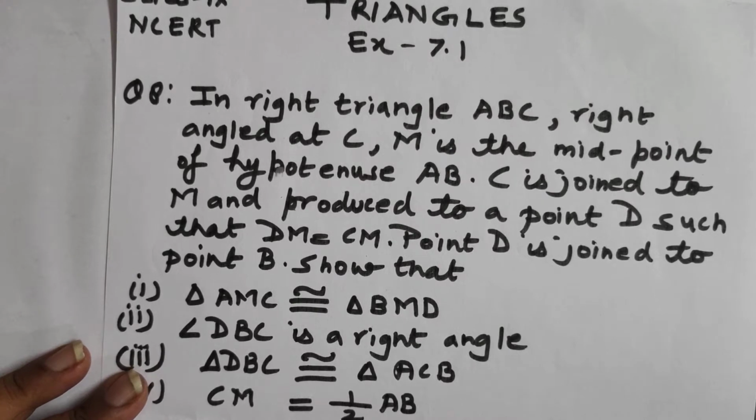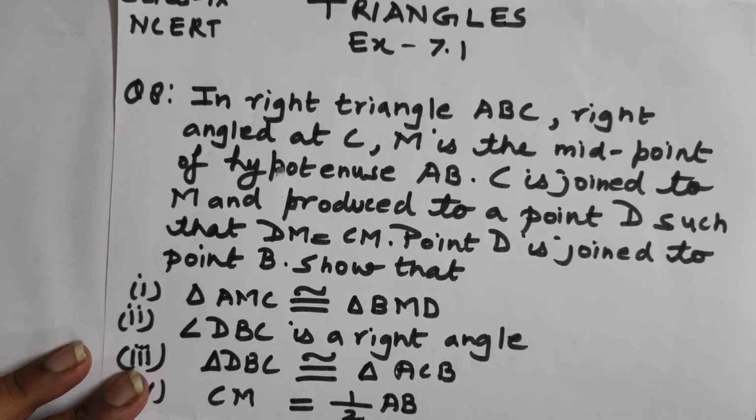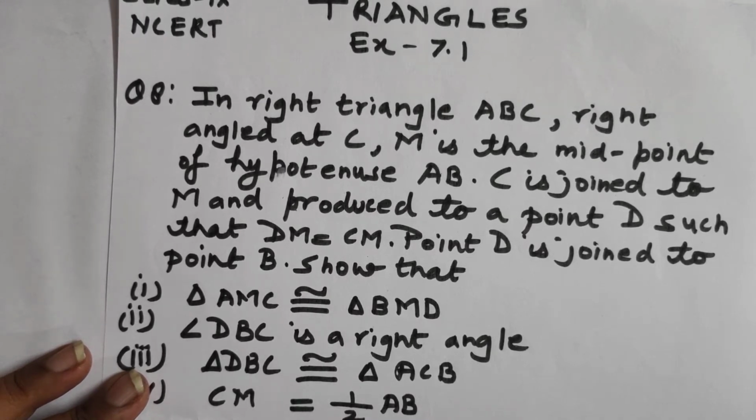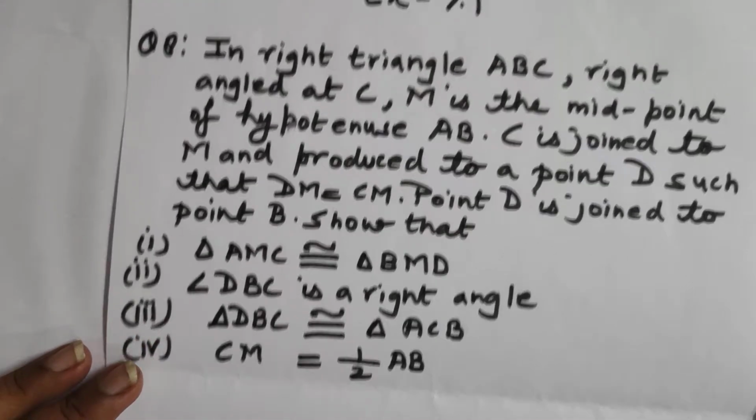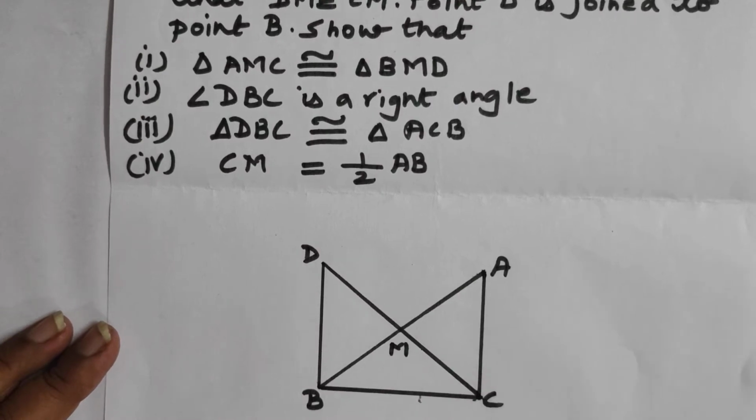In right triangle ABC, right angle at C, M is the midpoint of hypotenuse AB. C is joined to M and produced to a point D such that DM is equal to CM. Point D is joined to point B. Show that these 4 points that we need to prove. Let's understand with the help of a figure.